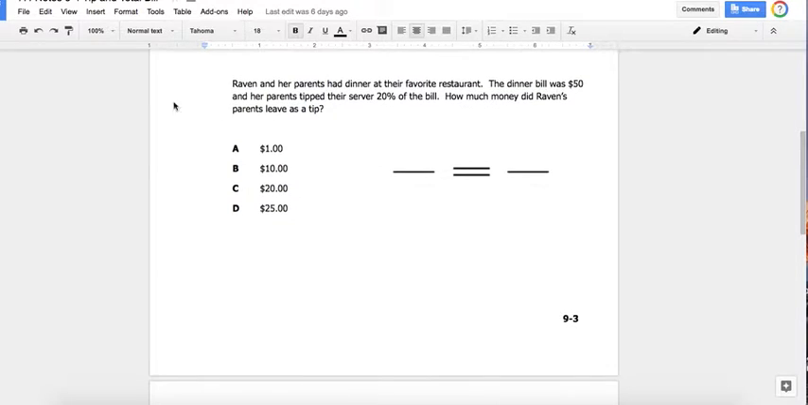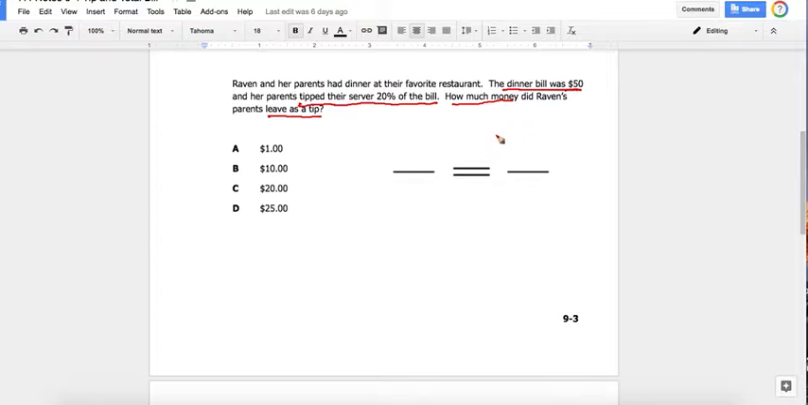So Raven and her parents had dinner at their favorite restaurant. The dinner bill was $50. So underline dinner bill was $50. And her parents tipped, underline tipped their server 20% of the bill. How much money did Raven's parents leave as a tip?